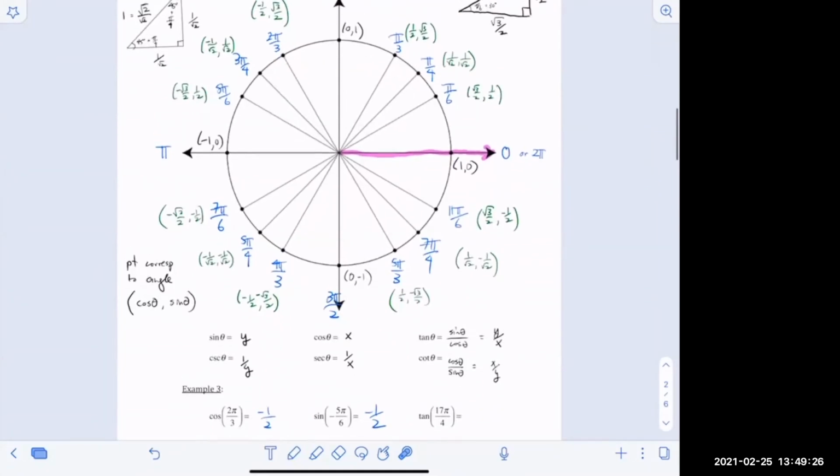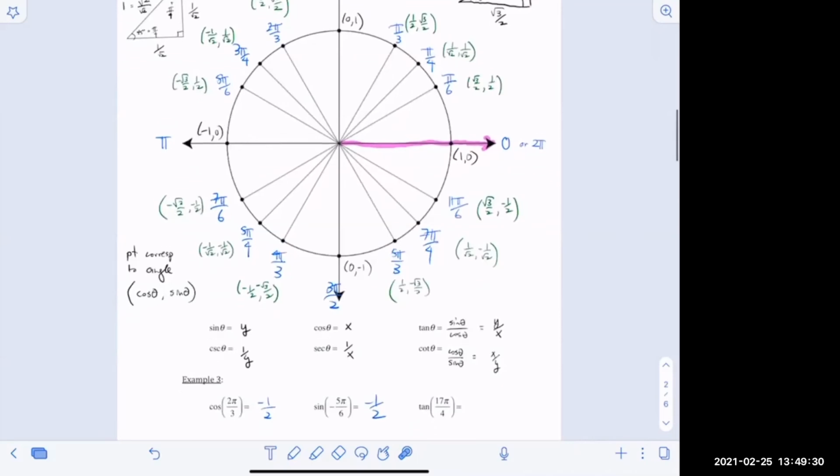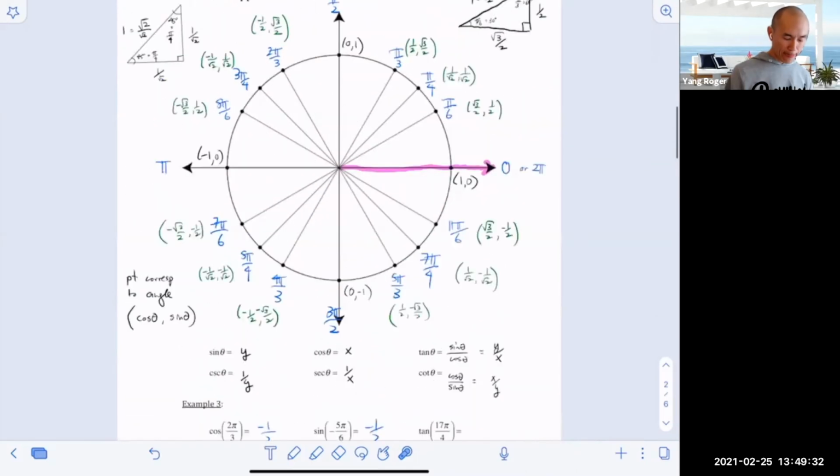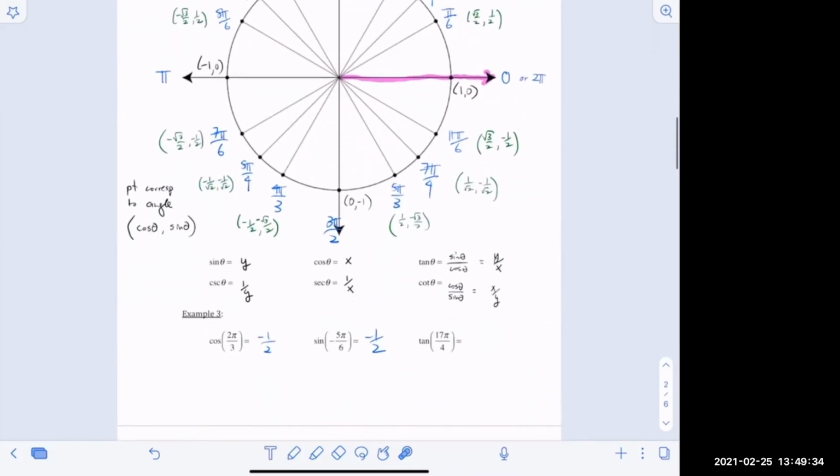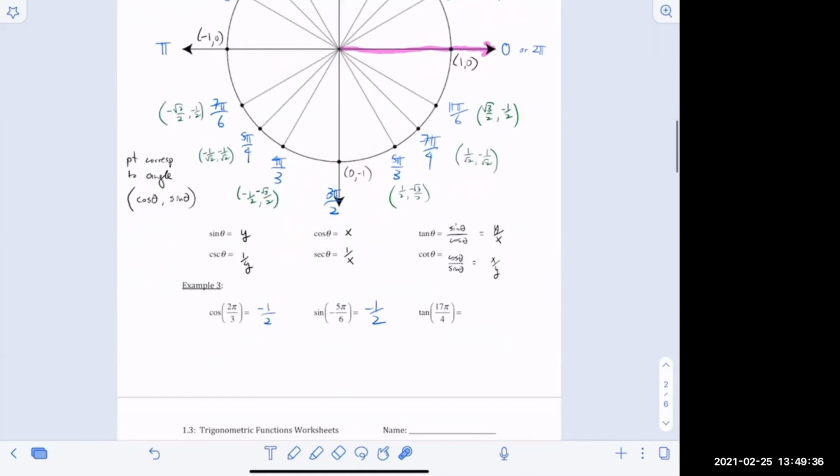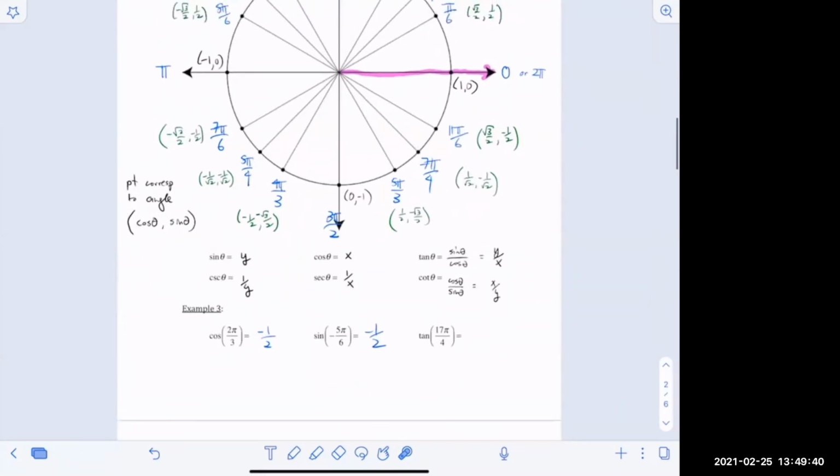Because 2 pi is 1 revolution, so I just times that by 4. And that's 8 pi over 4. And I just subtract that from the 17 pi over 4 to get 7 pi over 4 in the unit circle. I like that.